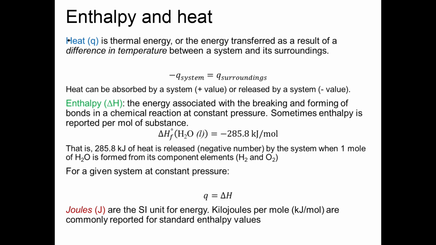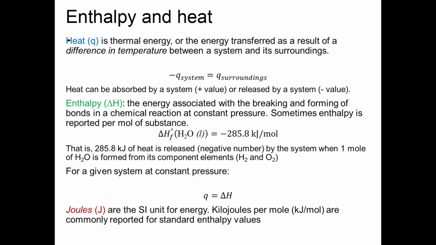Enthalpy is represented as delta H. Delta is generally the change in. So delta H is the energy associated with breaking and forming bonds in a chemical reaction. Key phrase, at constant pressure. So when you're setting up an experiment, we have to make sure the constant pressure is there so that we can accurately or efficiently determine our enthalpy, since that's part of the definition. It's sometimes reported as per mole of a substance, which we're going to be using today in our calculations, but generally it's reported with kilojoules or joules.